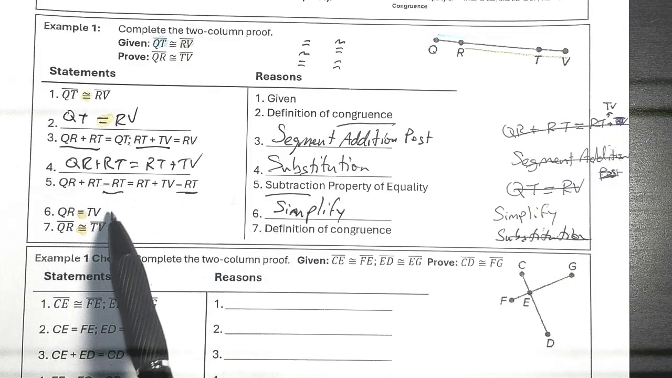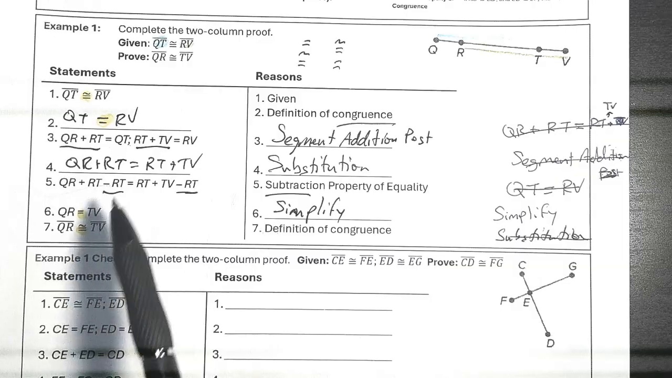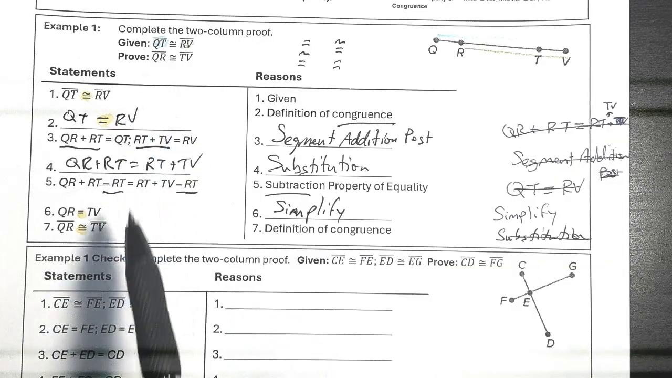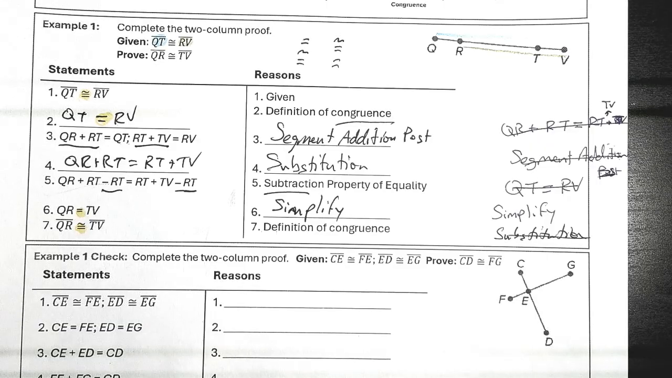We simplified this equation to here. Notice the last step went from equals to congruent because we wanted to prove QR was congruent to TV, and that is the definition of congruence. I harp on that because the majority of your proofs are going to have at least one definition of congruence.